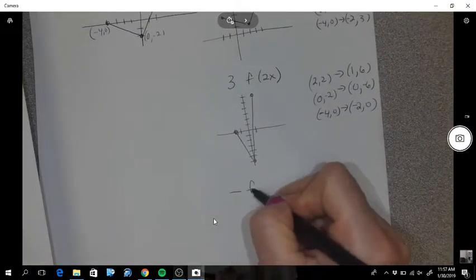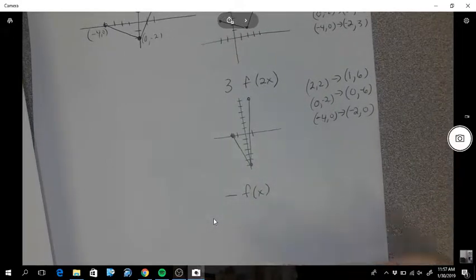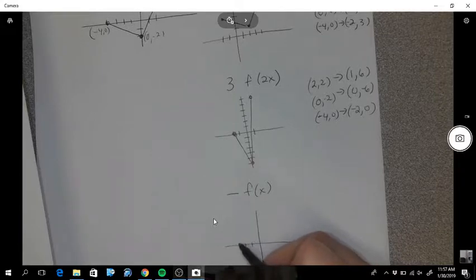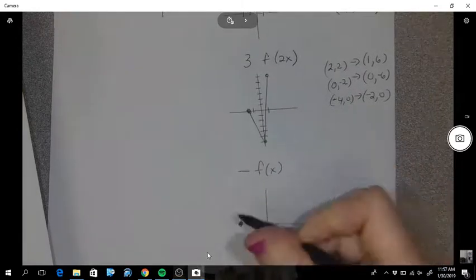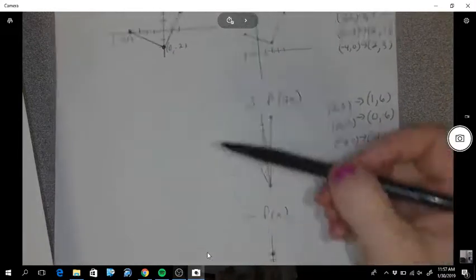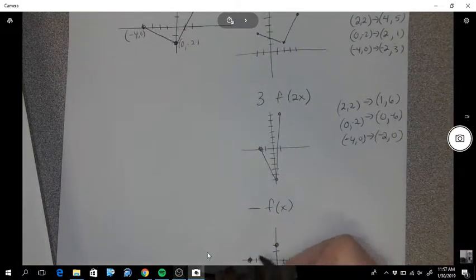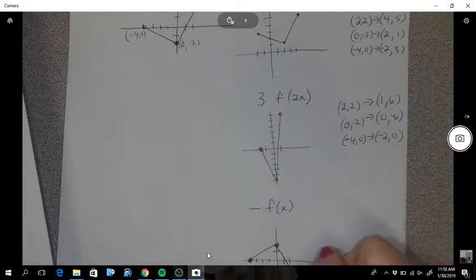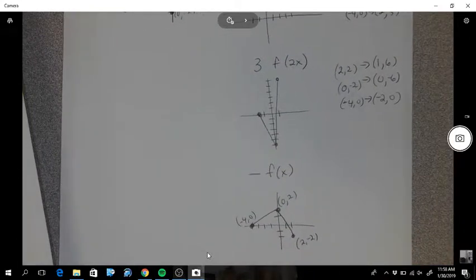Okay, if we do -f(x), it means that we're reflecting it. So this point is an invariant point when you reflect it over the x-axis, and then this point will now reflect up, and (2, 2) will now reflect down. Okay, so there's the reflection.